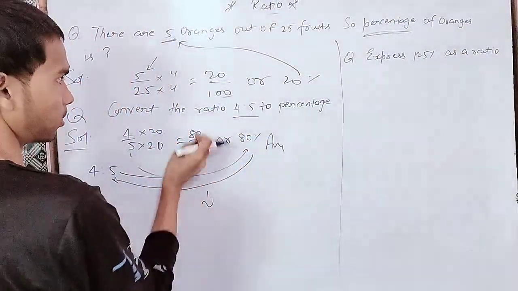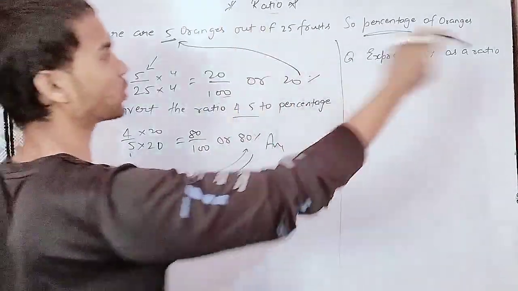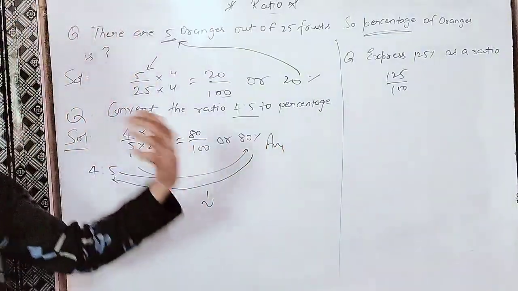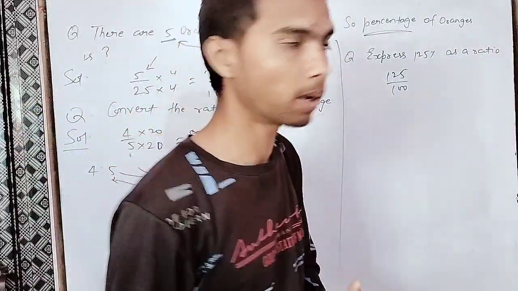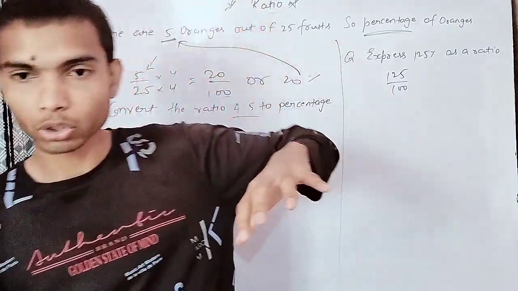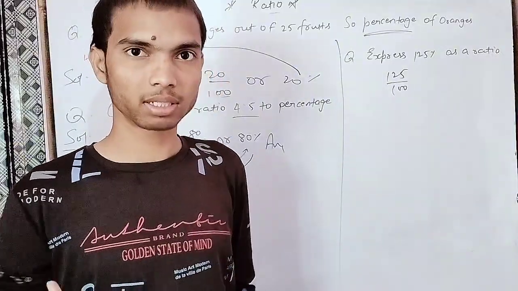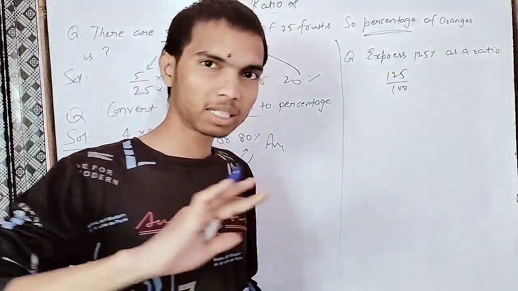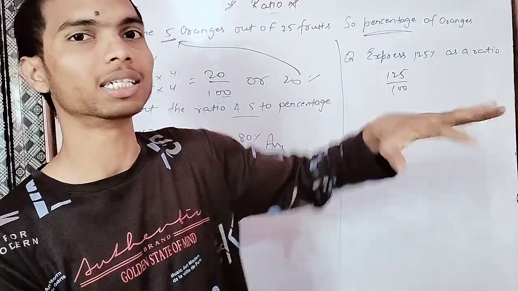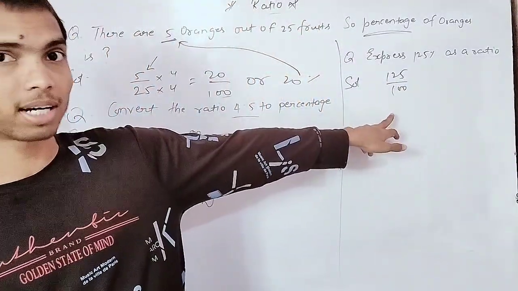This was saying that convert a ratio into percentage, but now it is saying that convert a percentage into ratio. First of all, let's see, this can be written as 125 upon 100. It is also a ratio, but this is not an exact ratio. A ratio should be in lowest form. This can be said as a ratio, but exact and simple means lowest form. So it can be simplified.